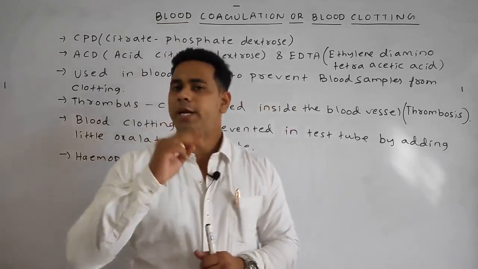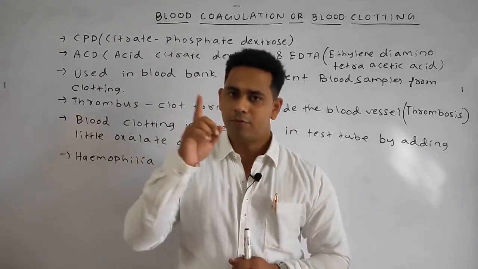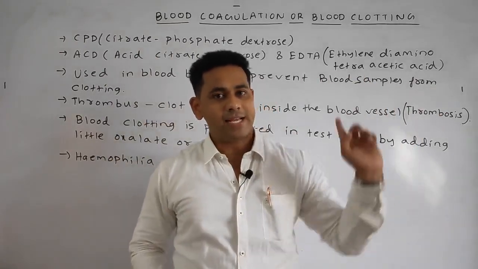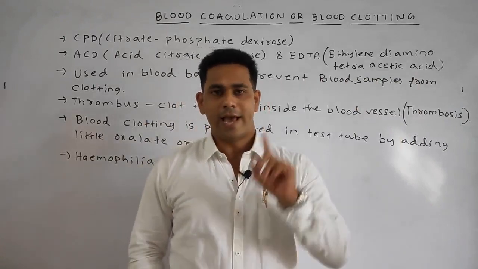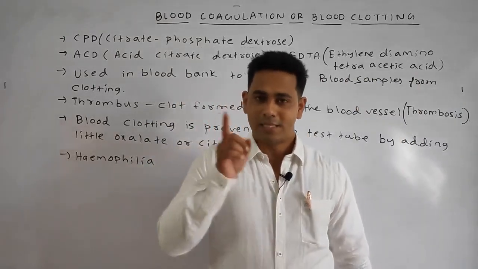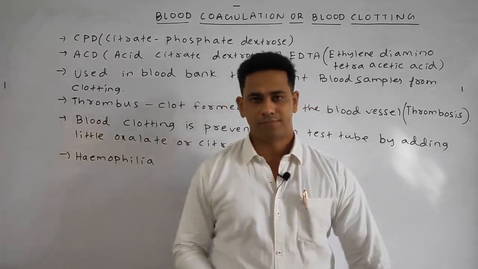It is of 3 types, students: hemophilia A, hemophilia B, hemophilia C. Now come to that point, HA, HB, HC. Yes, HA means hemophilia A, HB means hemophilia B, HC means hemophilia C.